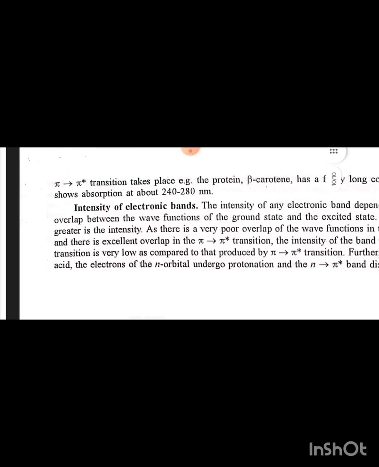Such groups are chromophores. In such cases, the energies of the molecular orbitals lie close together and pi to pi star transition takes place. For example, beta carotene has a fairly long conjugated system and shows absorption at about 240 to 280 nanometer. Intensity of electronic bands.